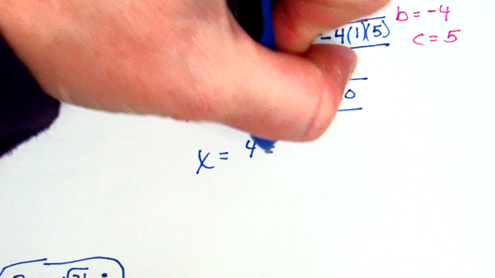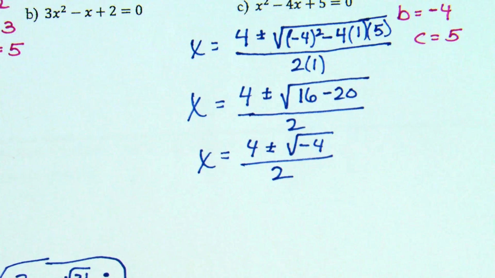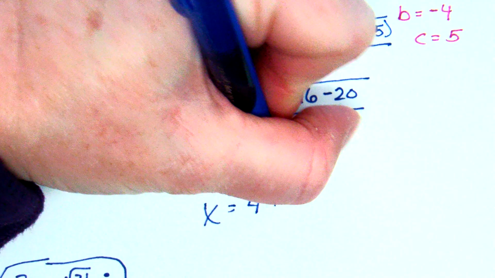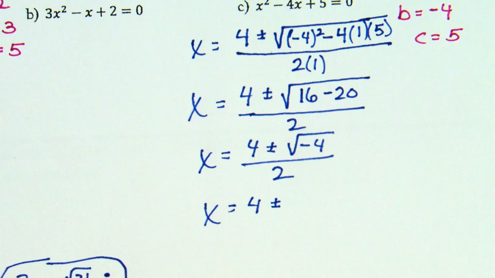What are your thoughts here? Square root of negative 4 is 2i. Because this time we can do the square root of 4. Yes, square root of 4 is 2. Because it was of a negative number, we put in i, because the square root of negative 1 is i. So 4 plus or minus 2i all over 2. Good.